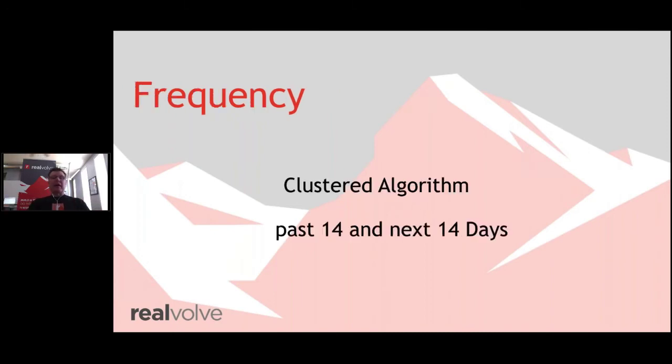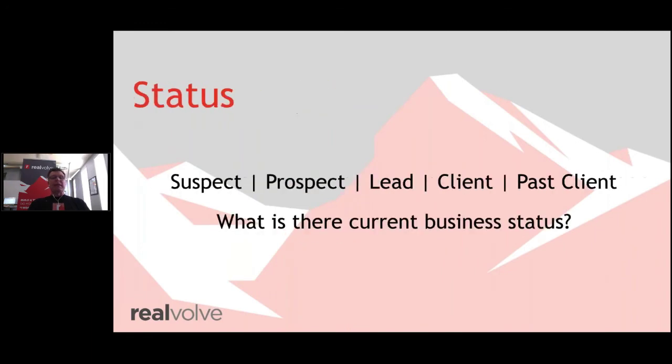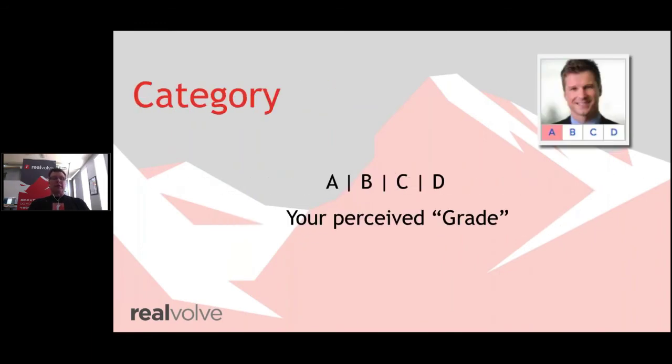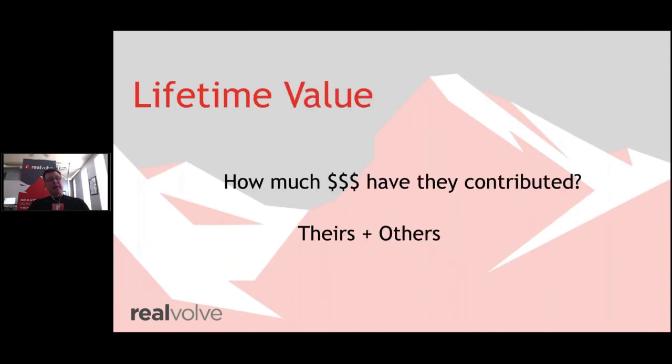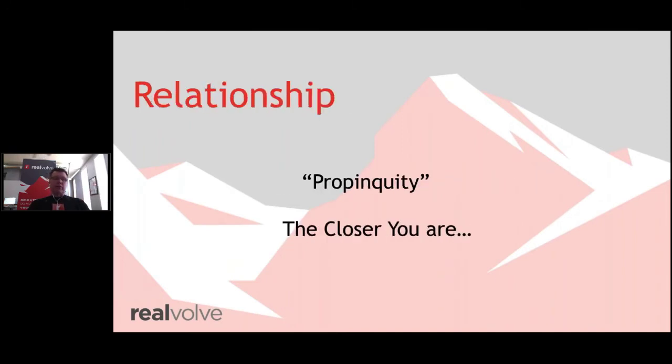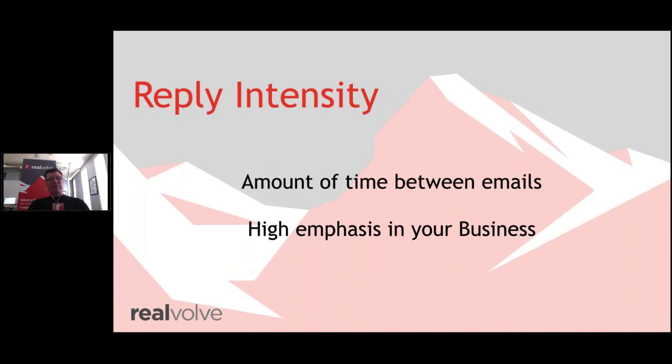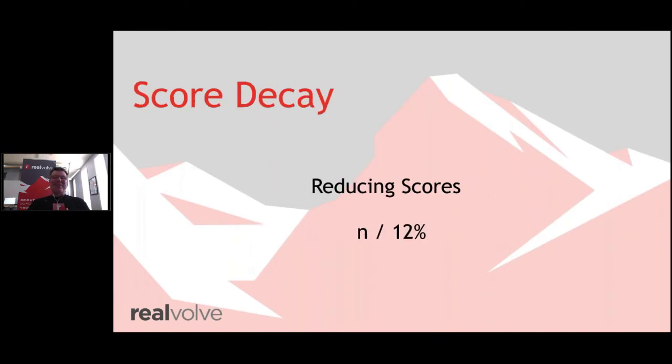If we look back at all these different pieces of the puzzle: time, category, stage, status, contact type, details, lifetime value, engagement, bonding, relationship score, intensity, reply intensity, frequency, scoring decay, these are all the different things that factor in to a single person, a single contact in your database.